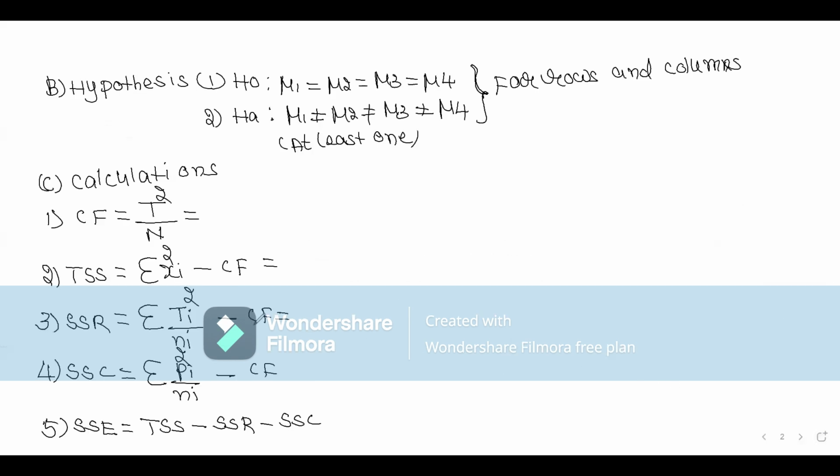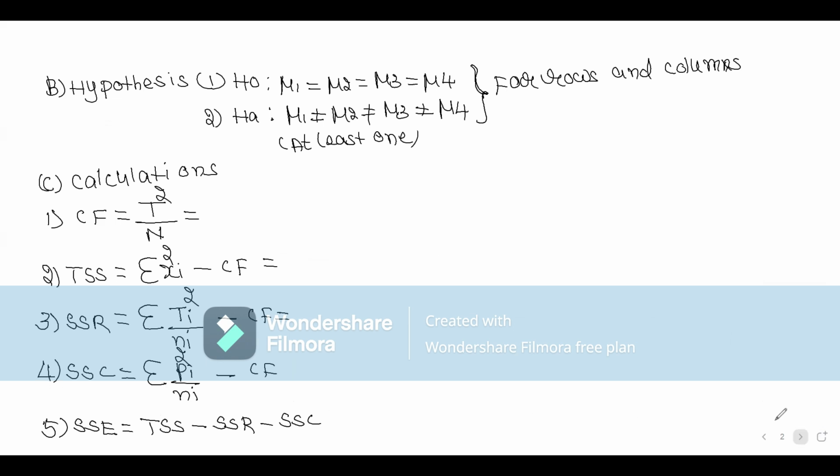Means the CF is already known to you. You can calculate this. Now, after calculation of this, you finally find SSE. The SSE equals TSS minus SSR minus SSE. You remember all these formulas are very important. Look here. TSS is already there. SSR is there. SSE, you can calculate this. You can calculate all these 5 values.